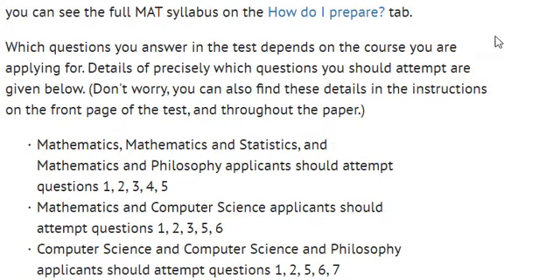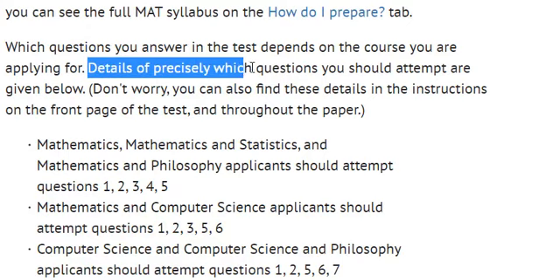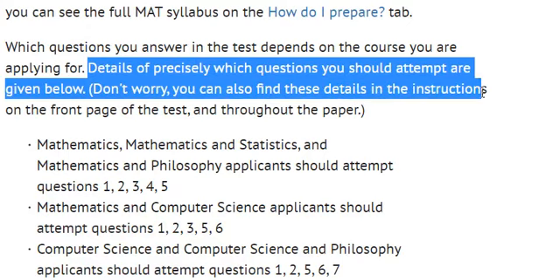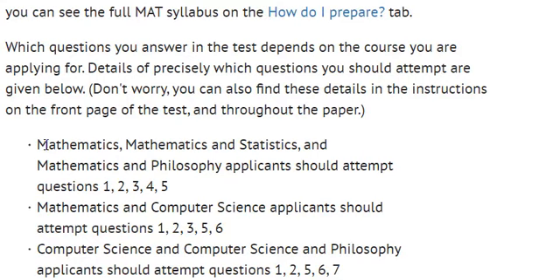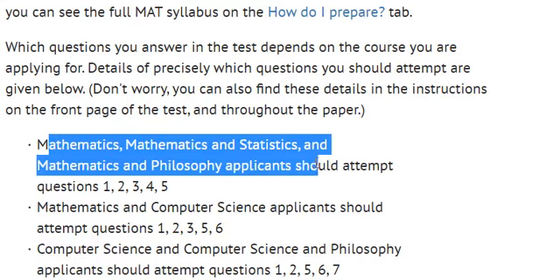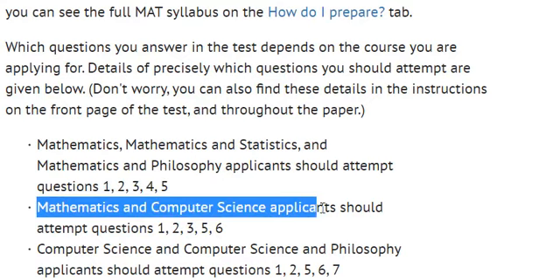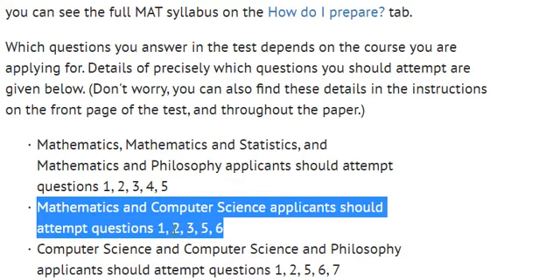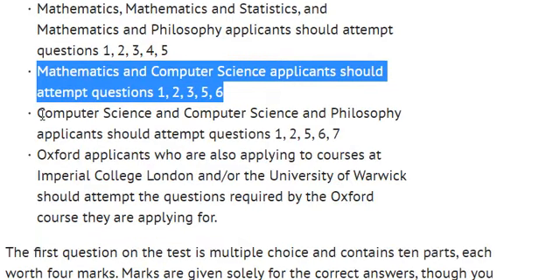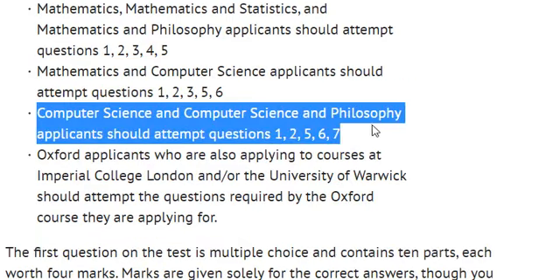Which questions you answer in the test depends on the course you are applying for. Details for precisely which questions you attempt are given below. So let's say if you are applying for mathematics and statistics, then the applicant should attempt questions 1, 2, 3, 4, 5. For mathematics and computer science, applicants should attempt questions 1, 2, 3, 5, and 6.